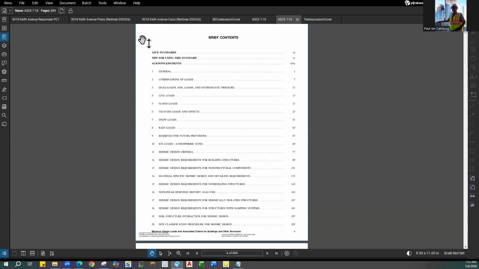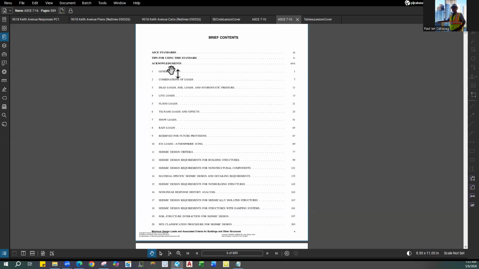The very first few chapters are pretty basic and general, like I just showed you, mostly the definitions. And then the one I was alluding to is the combination of loads.